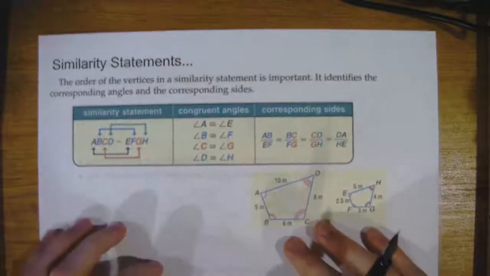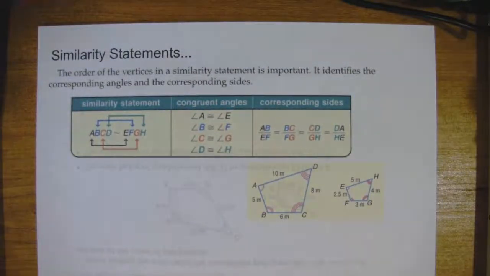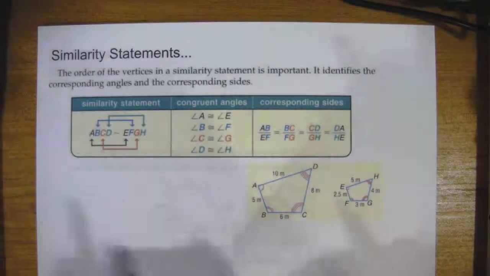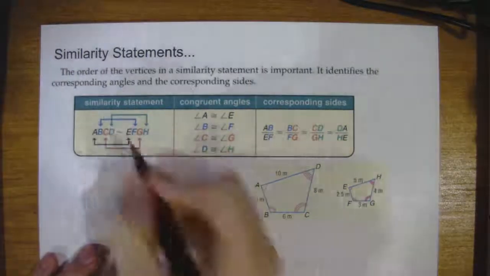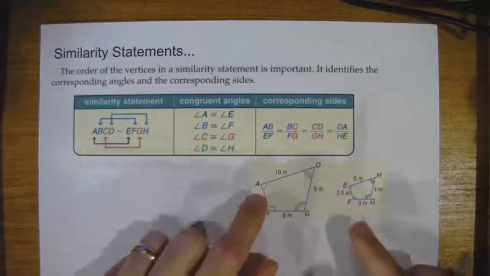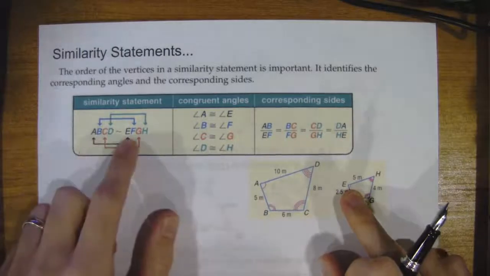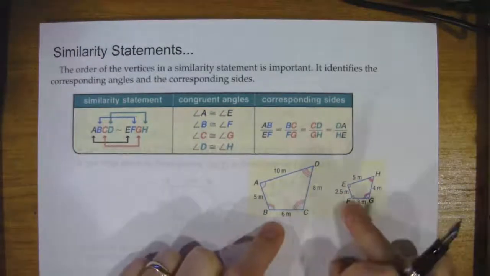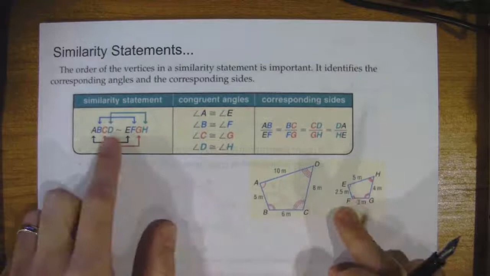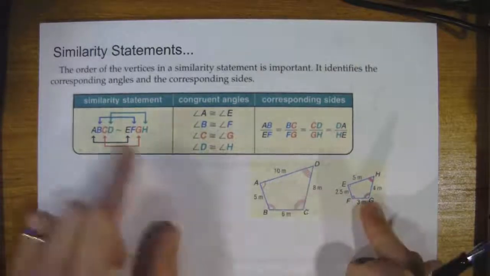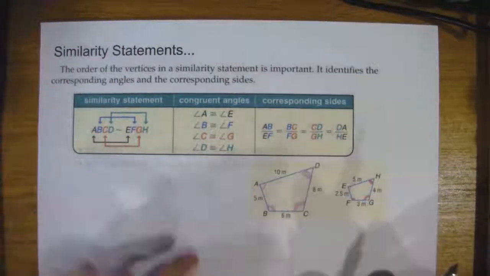Let's take a look at similarity statements. They are all but identical to what we do with congruence. The only addition is, of course, the symbol. So notice in this particular case, we had A and E matched up. So notice A and E just happened to be first. B and F happened to be second because they match. C and G match up, so they're next. And then, of course, D with H, they match.